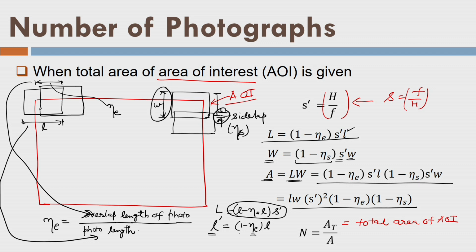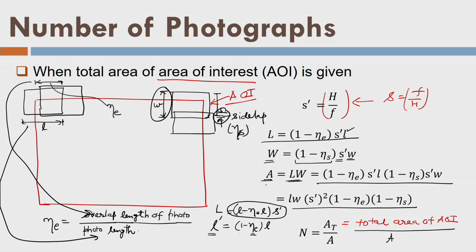Okay. Now, if this is the total area of the AOI, and I divide it by the area effectively covered by one photograph, I will come to know the number of photographs I need in order to cover the whole area AT. So, this is what we call the number of photographs required in order to develop the stereo vision for the whole area AT, the area of interest.